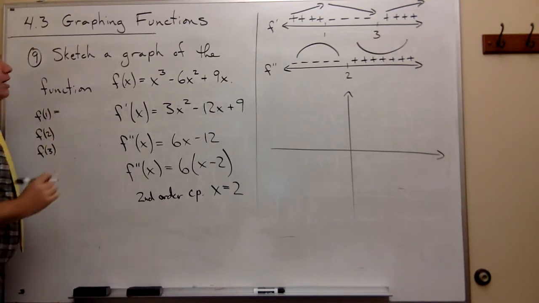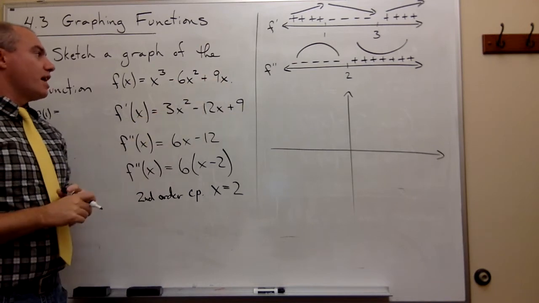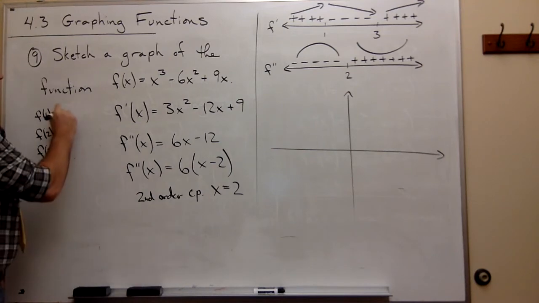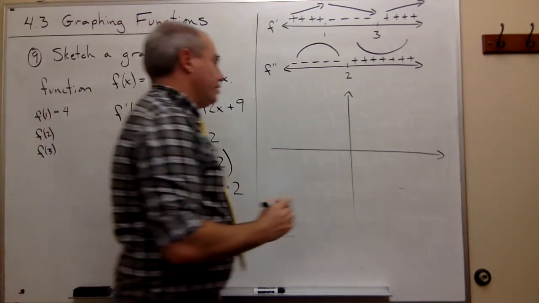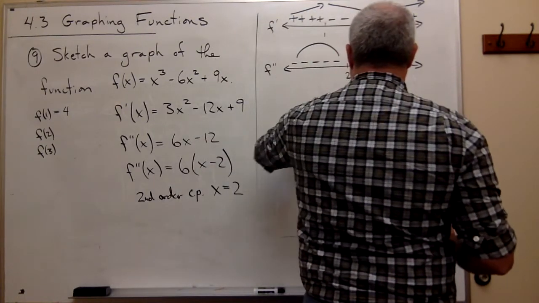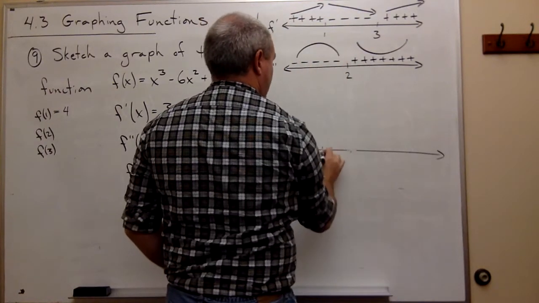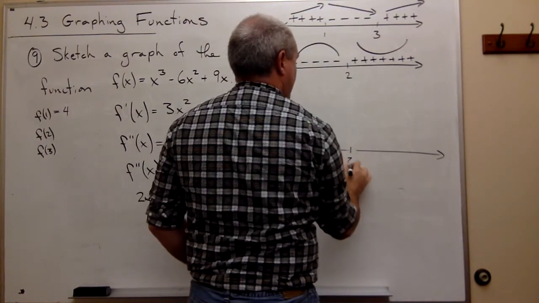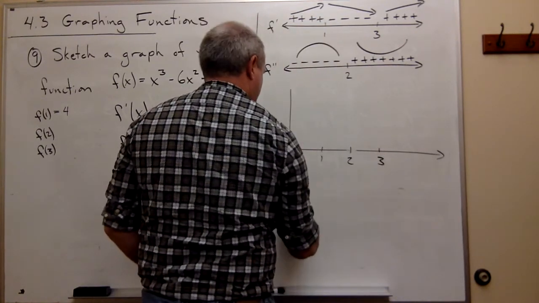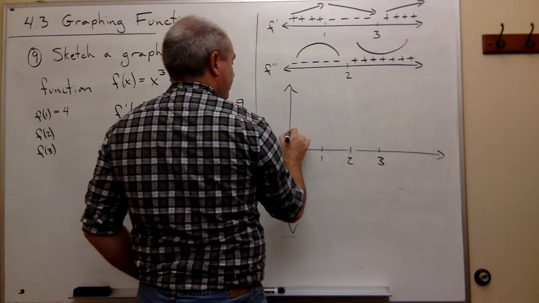So if I plug in 1, I'm just going to do it real quick here. I get 1 minus 6 plus 9. So that would be, what, 4? So I get a 4. So f of 1, let me draw my axis extremely well here. I want 1 to be here. I want 2 to be here. And I want 3 to be here. So 0 would be back here. This is much better. Okay, so f of 1 is 4.